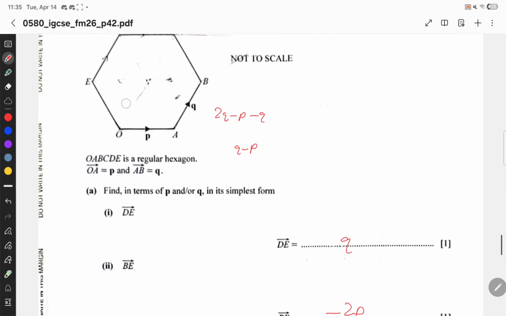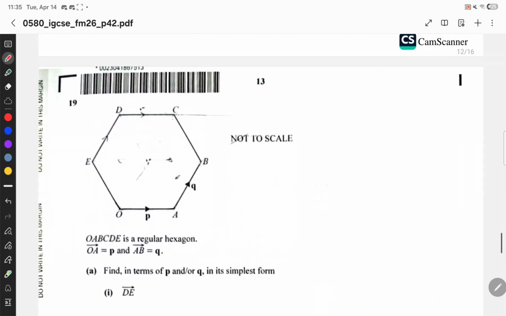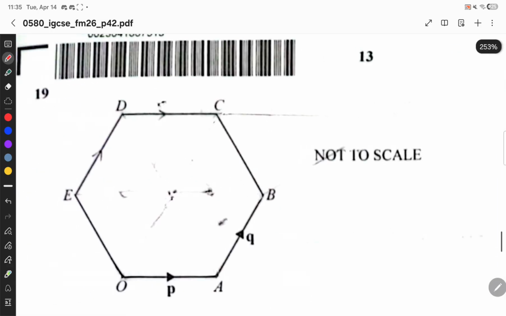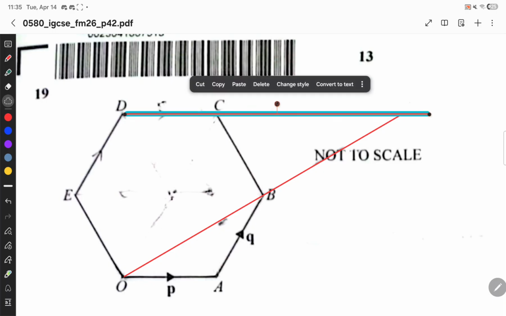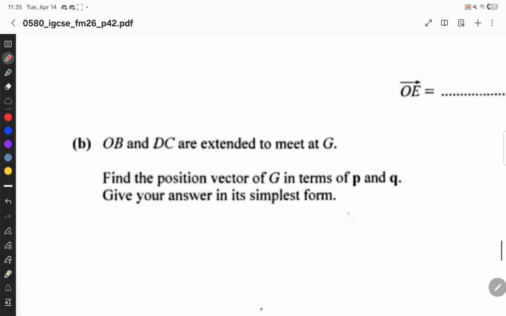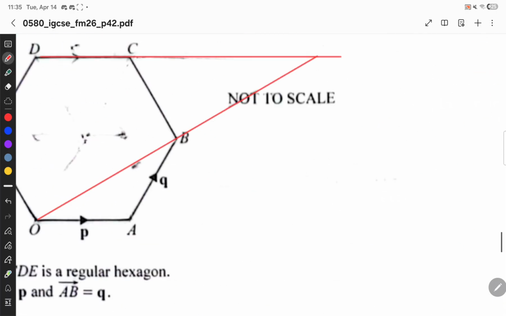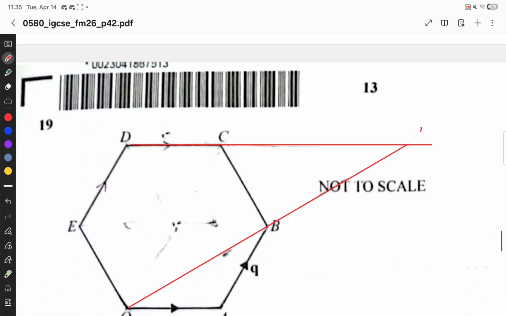OB and DC are extended to meet at G. Oh my god, they even drew DC. Are you sure about that? Find the position vector of G.